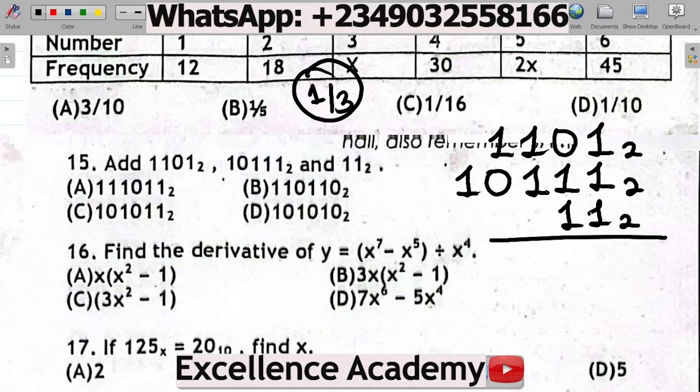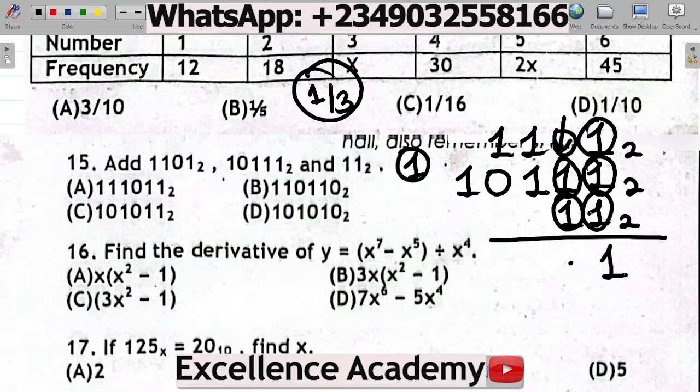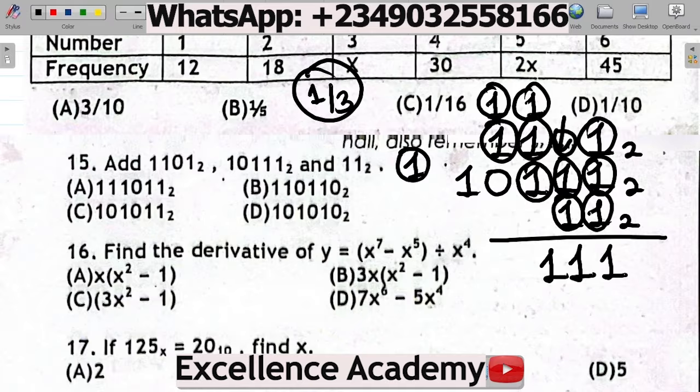Let's sum this up. 1 plus 1 gives you 10. 10 plus 1 gives you 11. 11 is 1 carry 1. Now this one plus 0 gives you 1. 1 plus this one gives you 10. 10 plus 1 gives you 11. Write 1, carry 1 again. This 1 plus 1 gives you 10. 10 plus 1 gives you 11. Write 1, carry 1. 1 plus 1 is 10, that 10 plus 0 gives you 10. That's 0 carry 1. 1 plus 1 gives you 10. So you have 10 here.